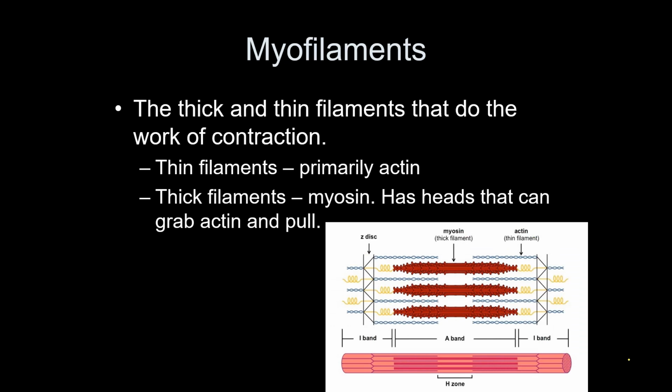Next, myofilaments are the thick and the thin filaments that make up the anatomy of that sarcomere from just a second ago. The thin filament does have some other stuff, but it's going to mostly be made out of the protein actin. And the thick filaments are made out of the protein myosin, and that's where it has the heads that can grab, which are sort of these little extensions that are coming off right here.